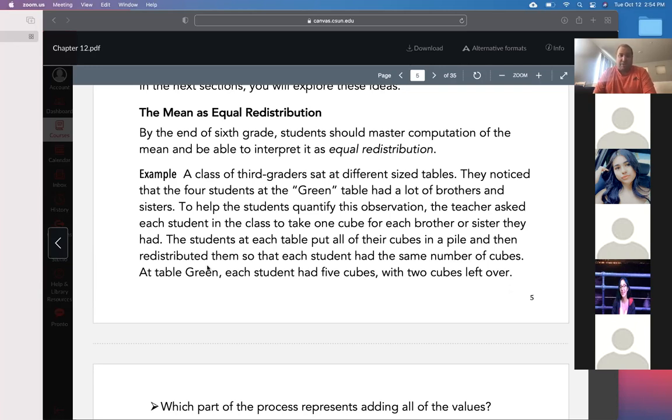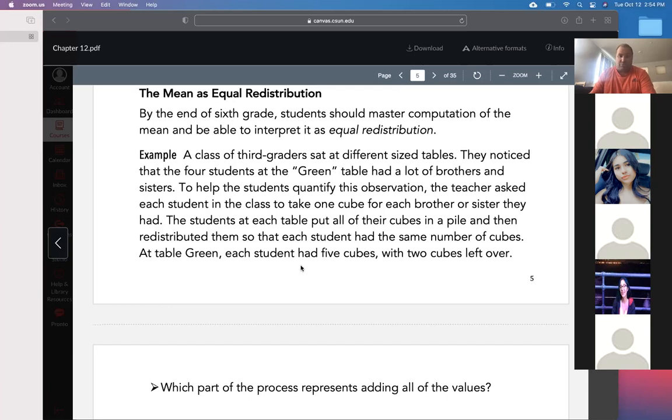The students at each table put all of their cubes in a pile and then redistributed them so that each student had the same number of cubes. At table green, each student had 5 cubes. Remember, there's 4 students there. So there's table green, there's 4 students at table green. Each student had 5 cubes with 2 cubes left over.